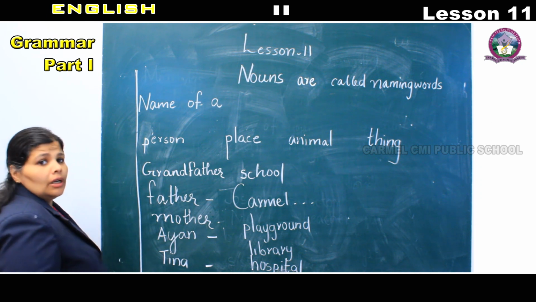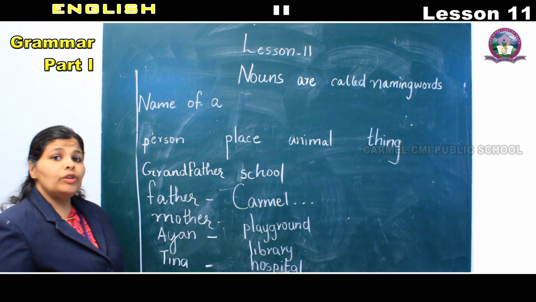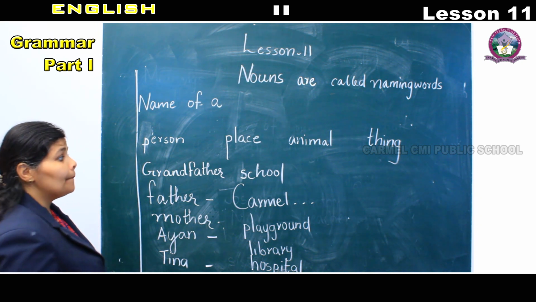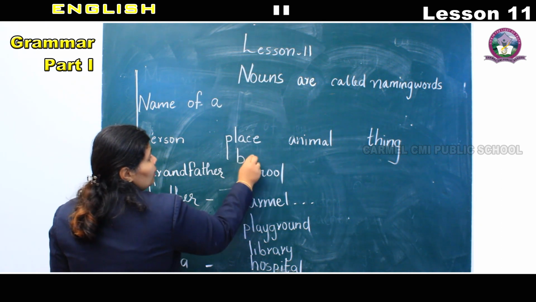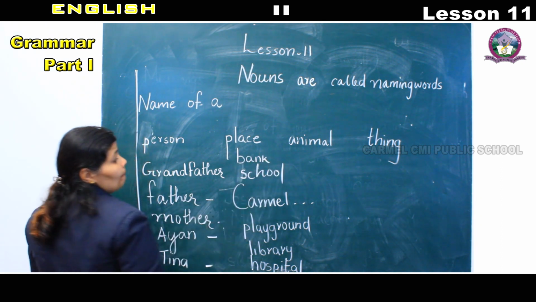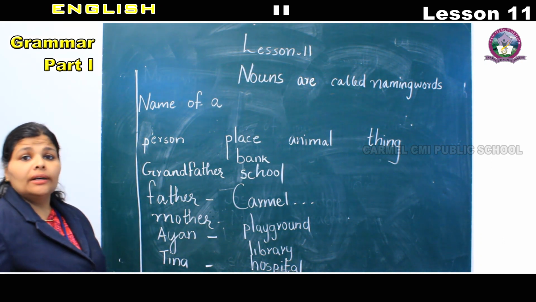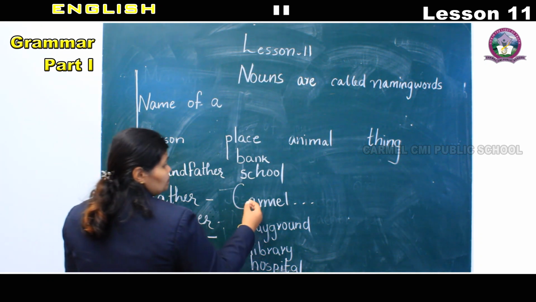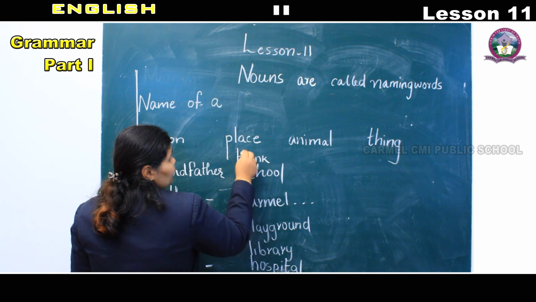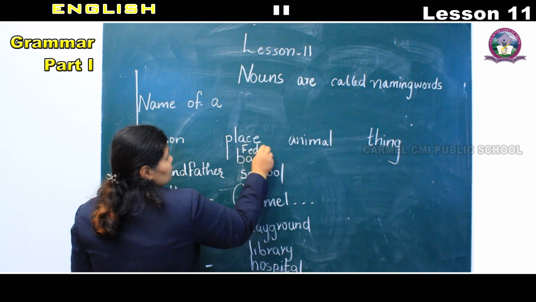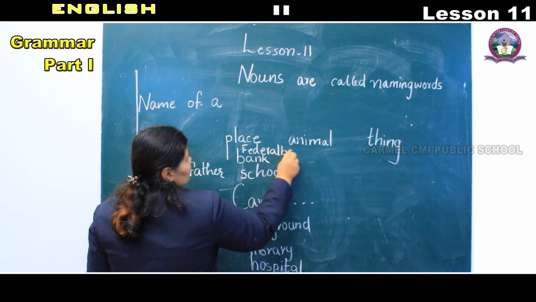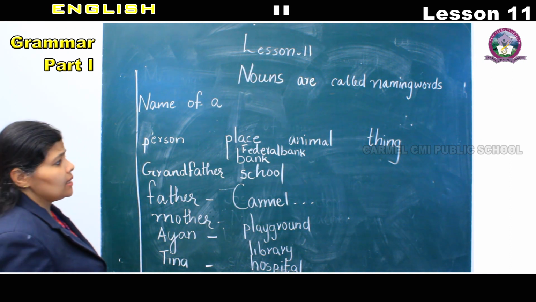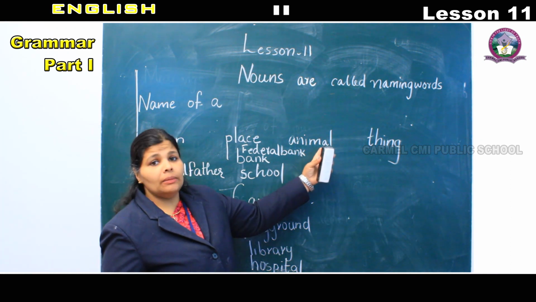Now, when we come to school, we pay fees, isn't it? Where do you go and pay your fees? To a bank. We go to a bank. And it can be either South Indian Bank or Federal Bank, isn't it? So, it can be either Federal Bank or South Indian Bank.